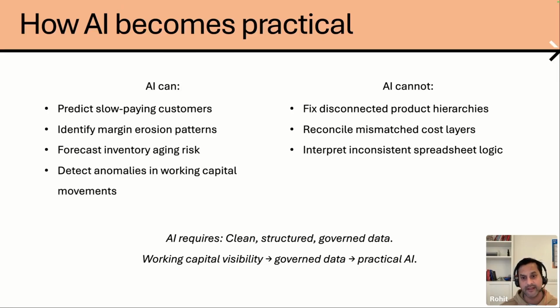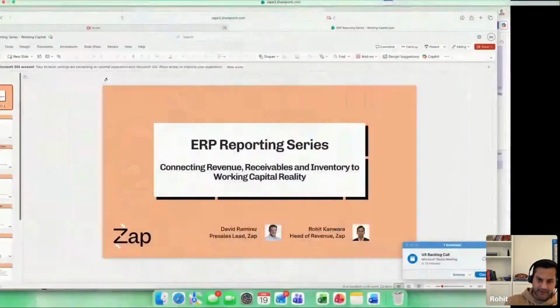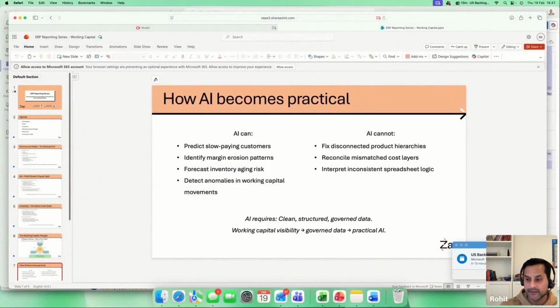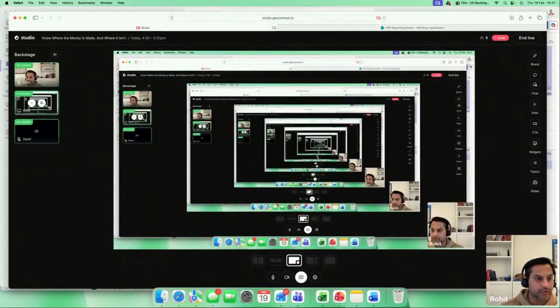Okay. That's why key things to understand are what AI cannot do. It can't fix disconnected product hierarchies. If your costing layers are mismatched, or you use inconsistent logic in calculations of margin, as an example, it can't understand that. So again, it has to be clean data, structured data, and governed data. Okay, great. So let me move to stop sharing.